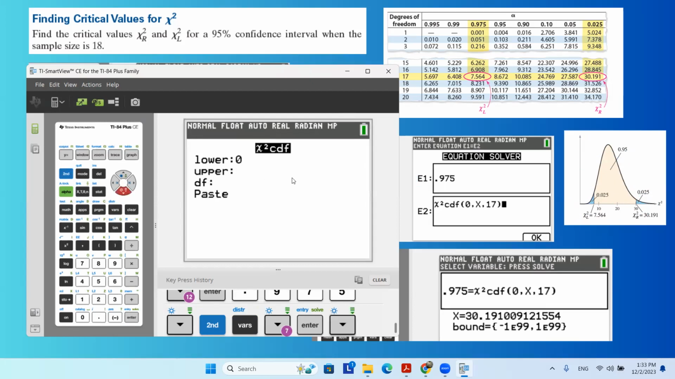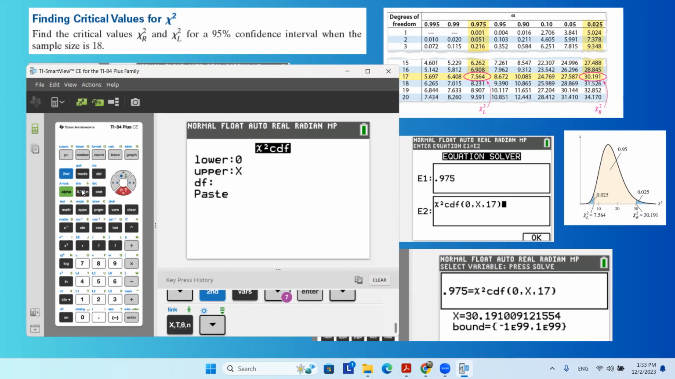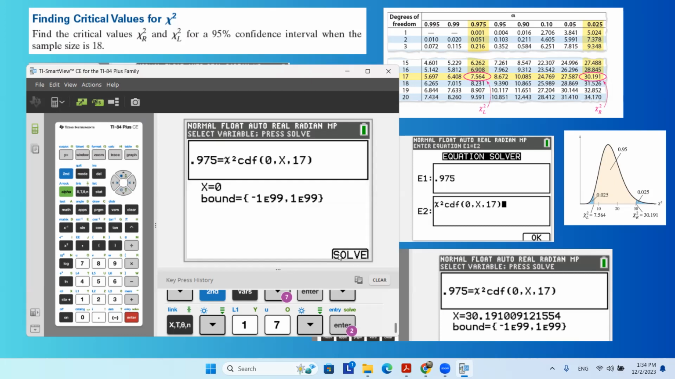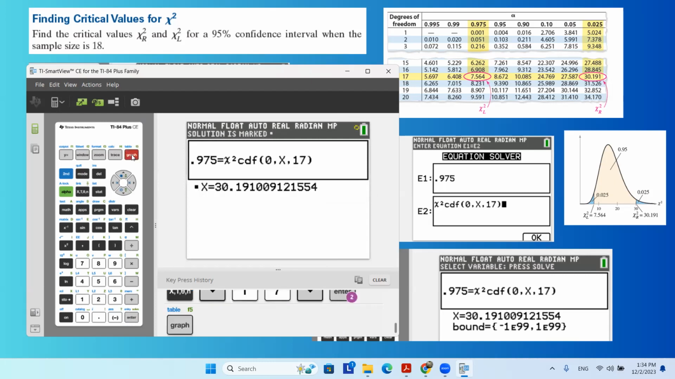The lower bound is 0. The upper bound is the value that you're looking for, so you're going to enter X. So here, enter X. I'm going to point it here, X. And then degrees of freedom, as you remember, is 17. So go to paste. It pastes it here. Now you can click on OK, or just enter. At first it says X is equal to 0. You need to click on graph. And it calculates the X value for you. So X, or the critical value, is 30.191.